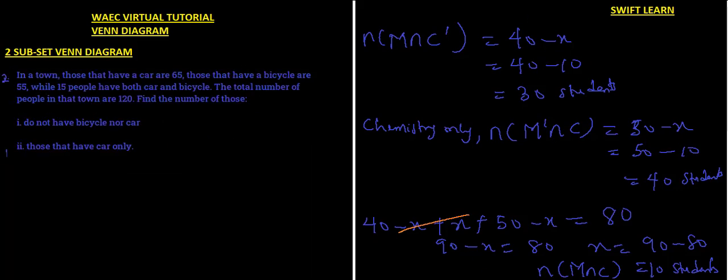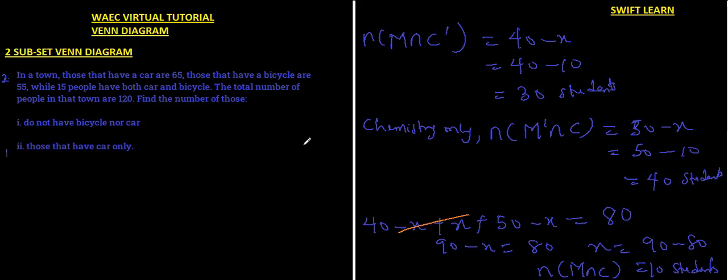Alright, so we'll be moving to the next question. Our question 2. It says, in a town, those that have car are 65 in number, those that have bicycle are 55, while those that have both car and bicycle are 15. 15 people have both car and bicycle. Those are like the elites, the rich people. The total number of people in the town are 120. Now find the number of those that have no car and no bicycle.